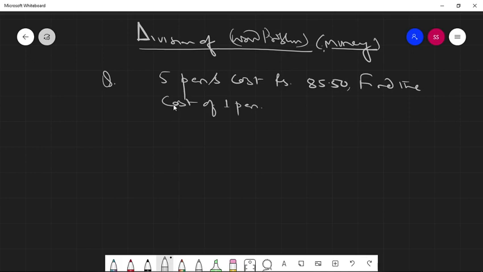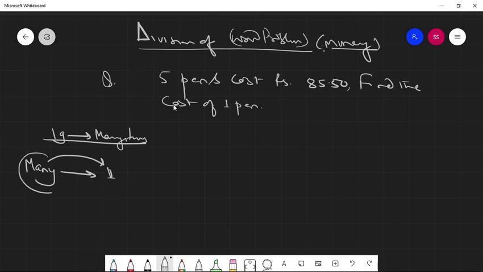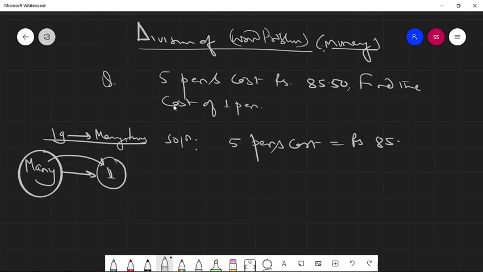In multiplication, the cost of one item is given, and many items we have to find. But in division, many are given, and we find one. So if you are given the cost of many items and you need to find the cost of one item, it will be less. Many to small, many is big, one is less, so we need to divide. So the solution will be: 5 pens cost equals Rs 85 rupees 50 paisa. 1 pen costs Rs 85 rupees 50 paisa divided by 5. You may divide in this way.